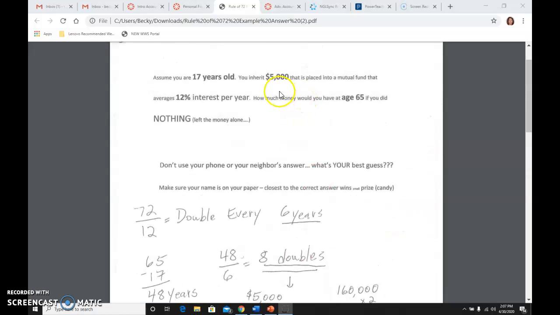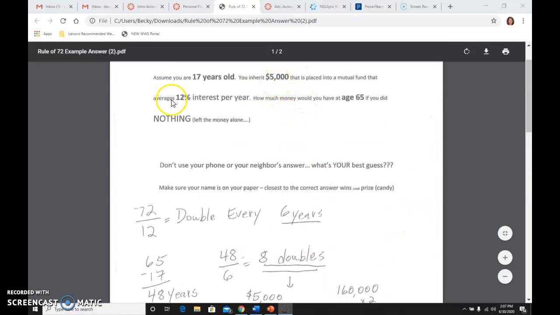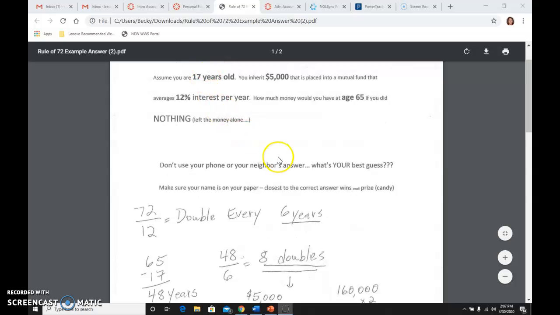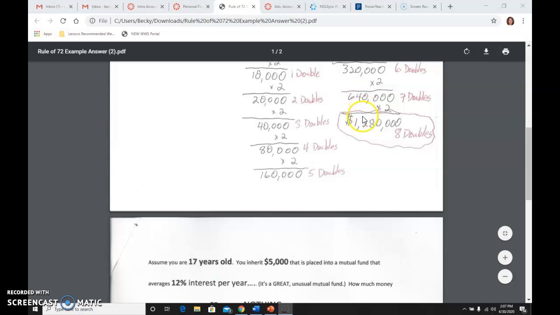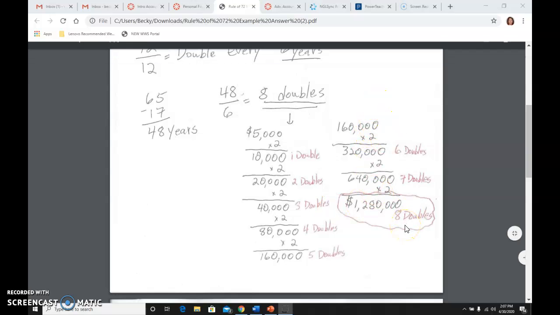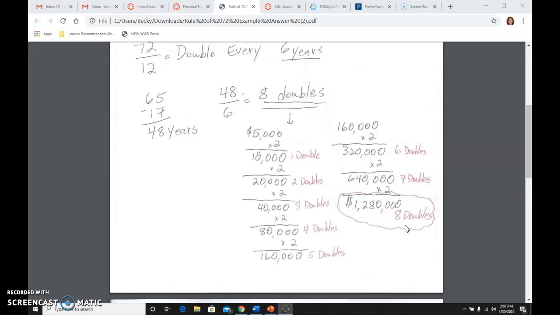So that mere $5,000, if you get it in an investment that's returning 12% between the ages of 17 and 65, for those 48 years, it's going to grow to $1,280,000. So that is the example of why, and the power of, compound interest. Make sure you do that.